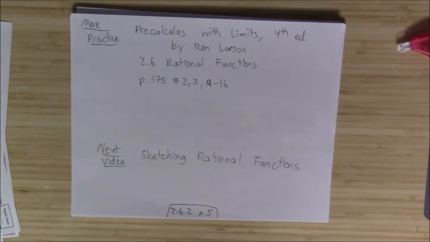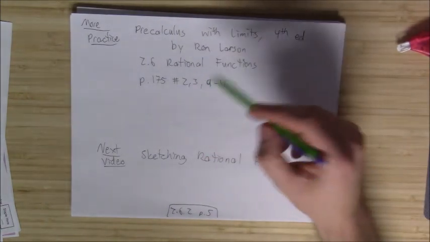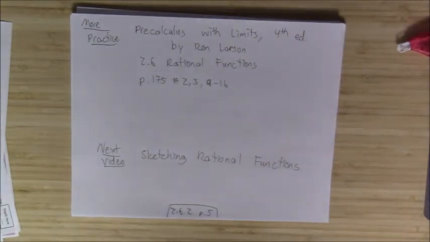For more on finding vertical and horizontal asymptotes, be sure to see the textbook page 175 and work problems 2, 3, and 9 through 16. In our next video, as I said, we'll talk about sketching rational functions.